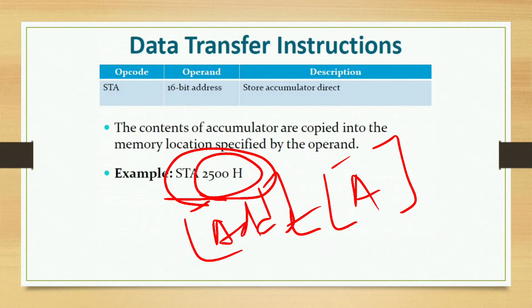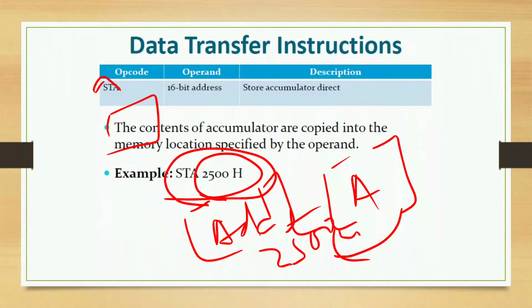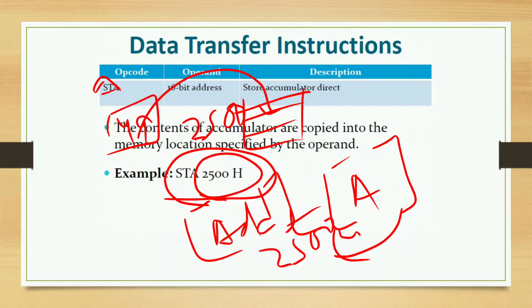STA 2500H will store the content of the accumulator in the memory location 2500H. Suppose the content of the accumulator is 49. It is stored in the memory at location 2500H. Now move to the memory location 2500H.